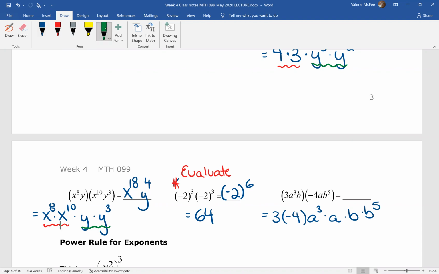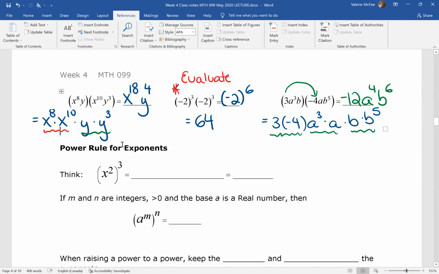People make a mistake here a lot. They forget that this is multiplication. 3 multiplying -4. And then I have a common base A, add the exponents. Same base B, add the exponents. Did you get those? If they're still difficult, make sure you spend extra time in the Pearson homework.